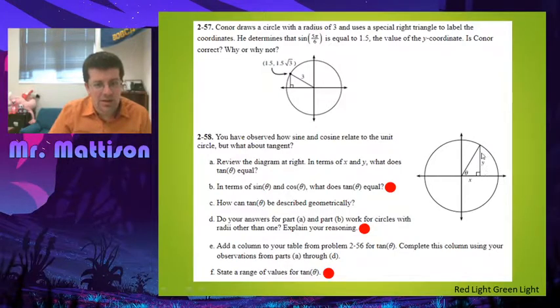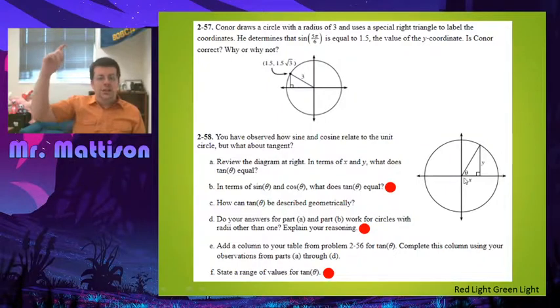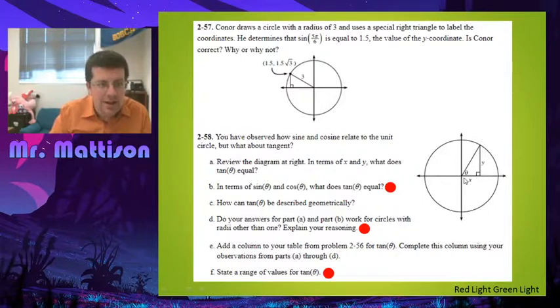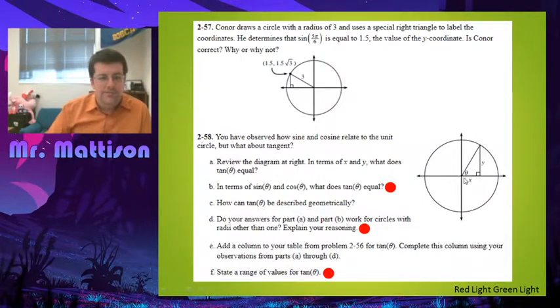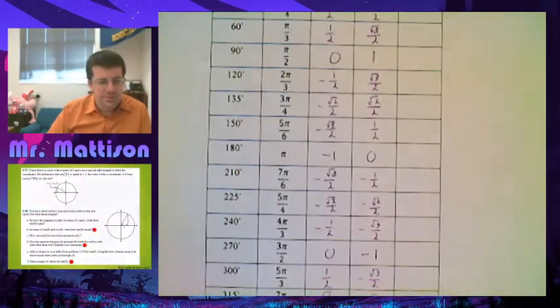So really this turns into the sine over the cosine. So my tangent for any given angle is going to be equivalent to my sine value, which is my y, over my cosine value, which is my x. So I can figure out any of the tangents by taking the sine, dividing it by the cosine. So let's hop back over to our table.